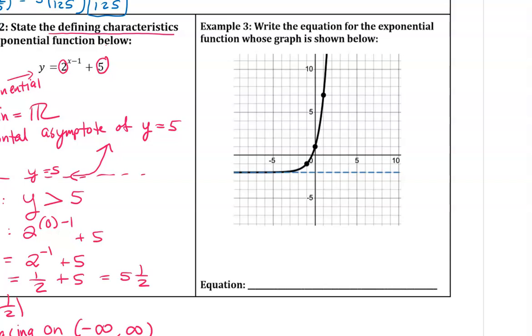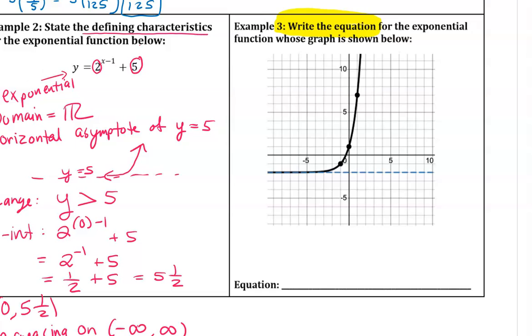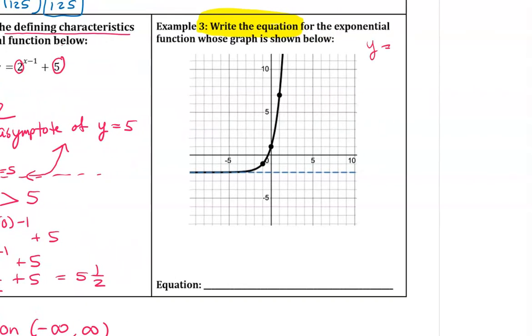Then lastly, we come to example 3, which is given the graph of the exponential function. Let's see if we can write the equation. Now, this type of equation will be more challenging, I have to admit, than the other ones because we're going to have to write our equation in this form: a times some base to the power of x minus h, plus k. So there are literally 4 things that we have to find. We need to know what a is, what b is, what h is, and what k is.